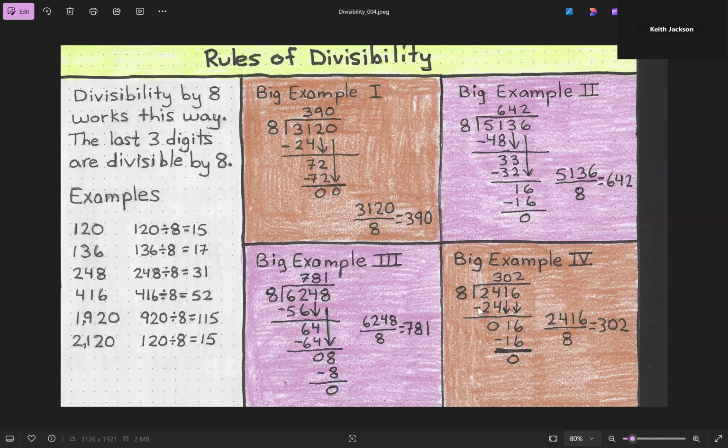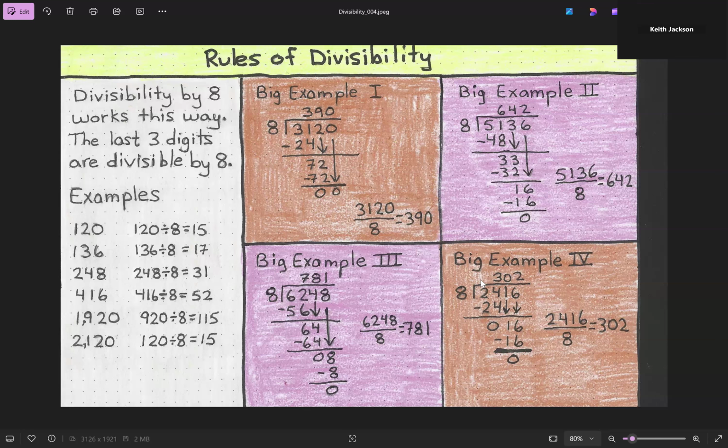And finally, let's move on to big example 4, in which we have 2,416. And we know that 416 is divisible by 8. So that lets us know that 2,416 must be divisible by 8 as well. And it does work because when you divide 2,416 by 8, you will get the answer of 302.